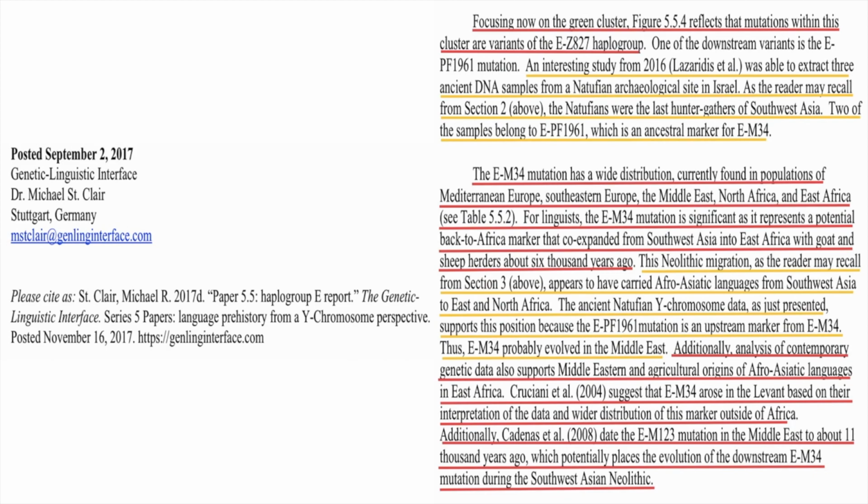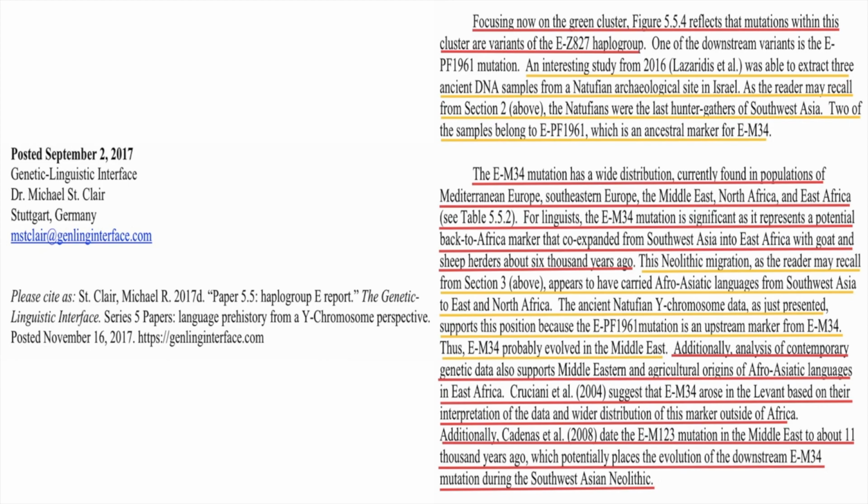So it says, focusing now on the green cluster, figure 5.5.4 reflects the mutations within this cluster are variants of the E-Z827 haplogroup. An interesting study from 2016, Lazaridis, was able to extract 3 ancient DNA samples from a Natufian archaeological site in Israel. As the reader may recall from section 2, the Natufians were the last hunter-gatherers of Southwest Asia. 2 of the samples belong to E-PF1961, which is an ancestral marker for E-M34.